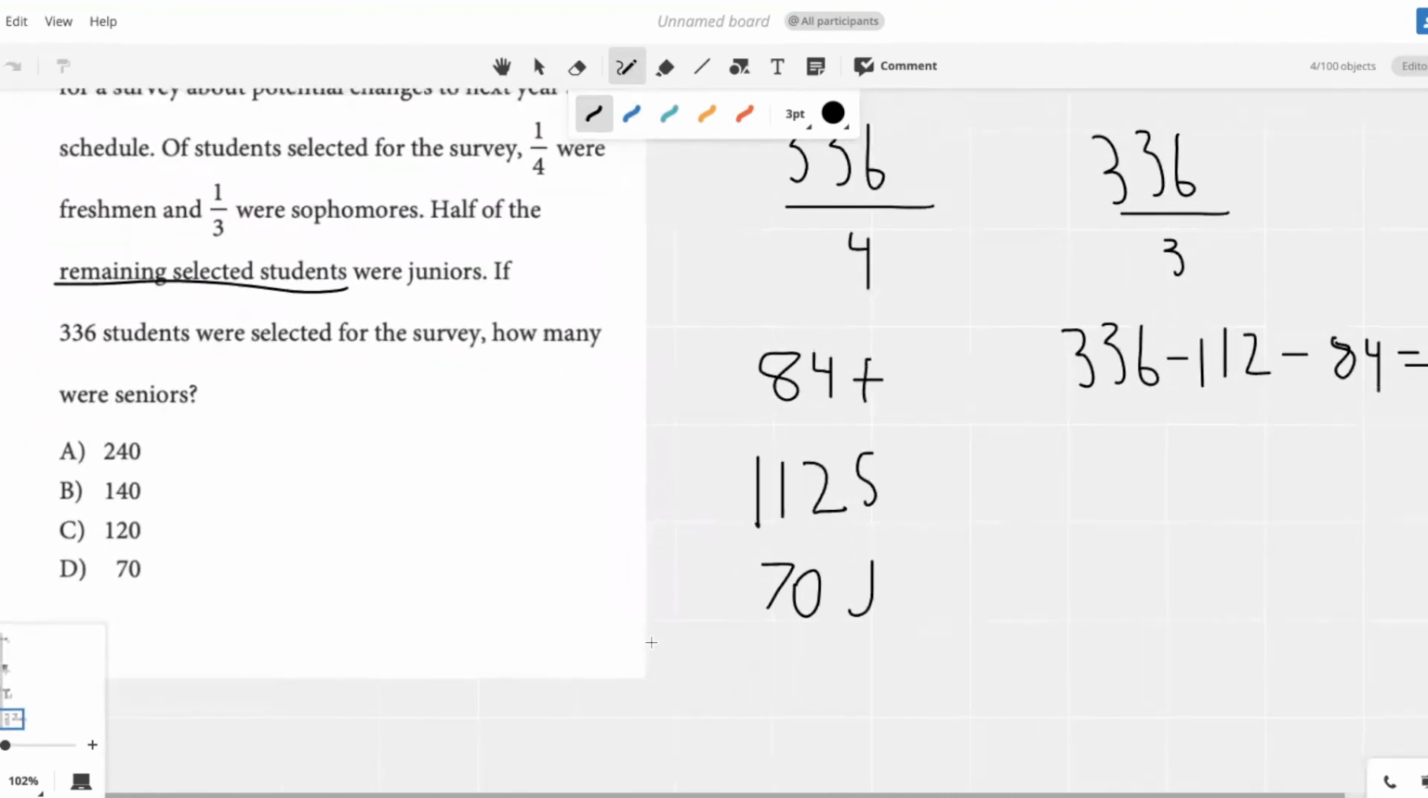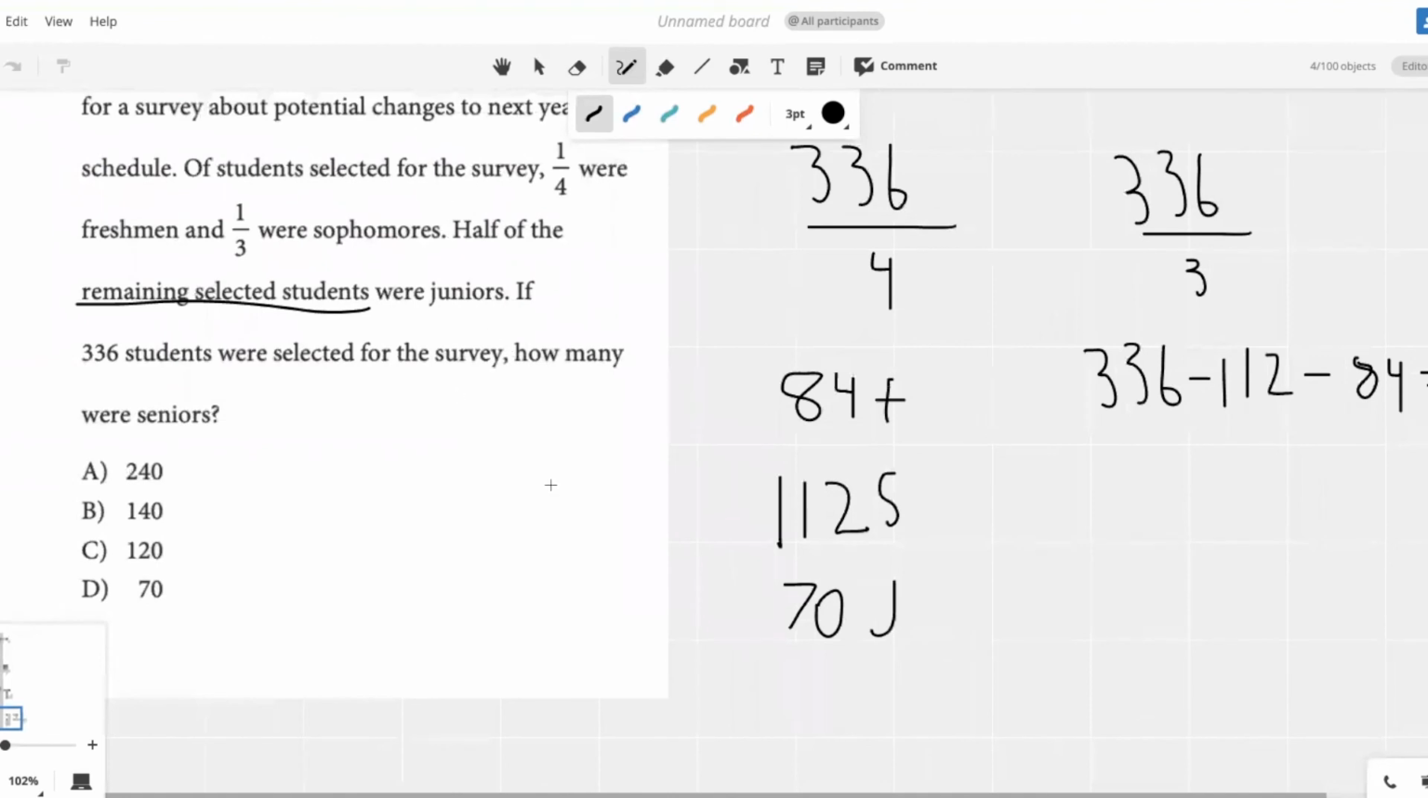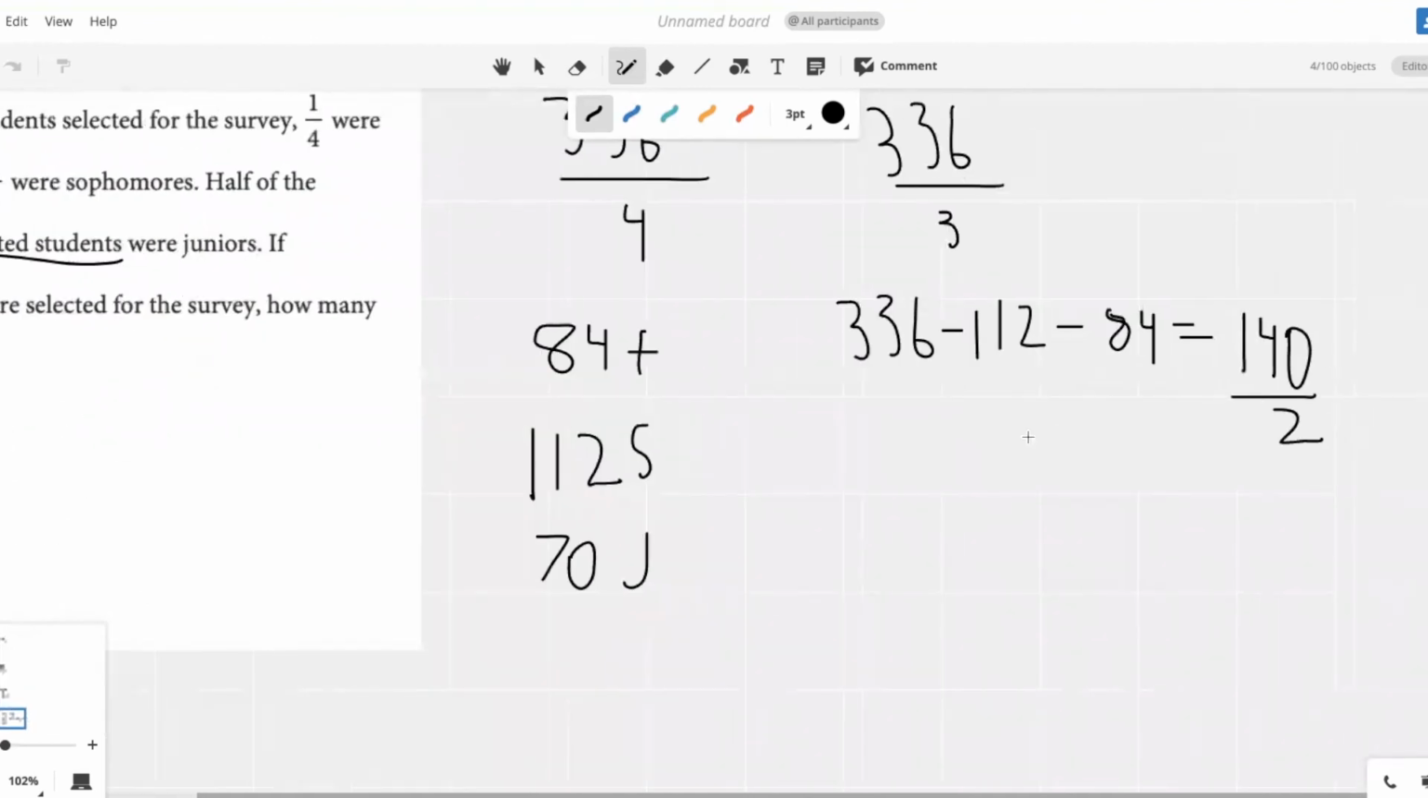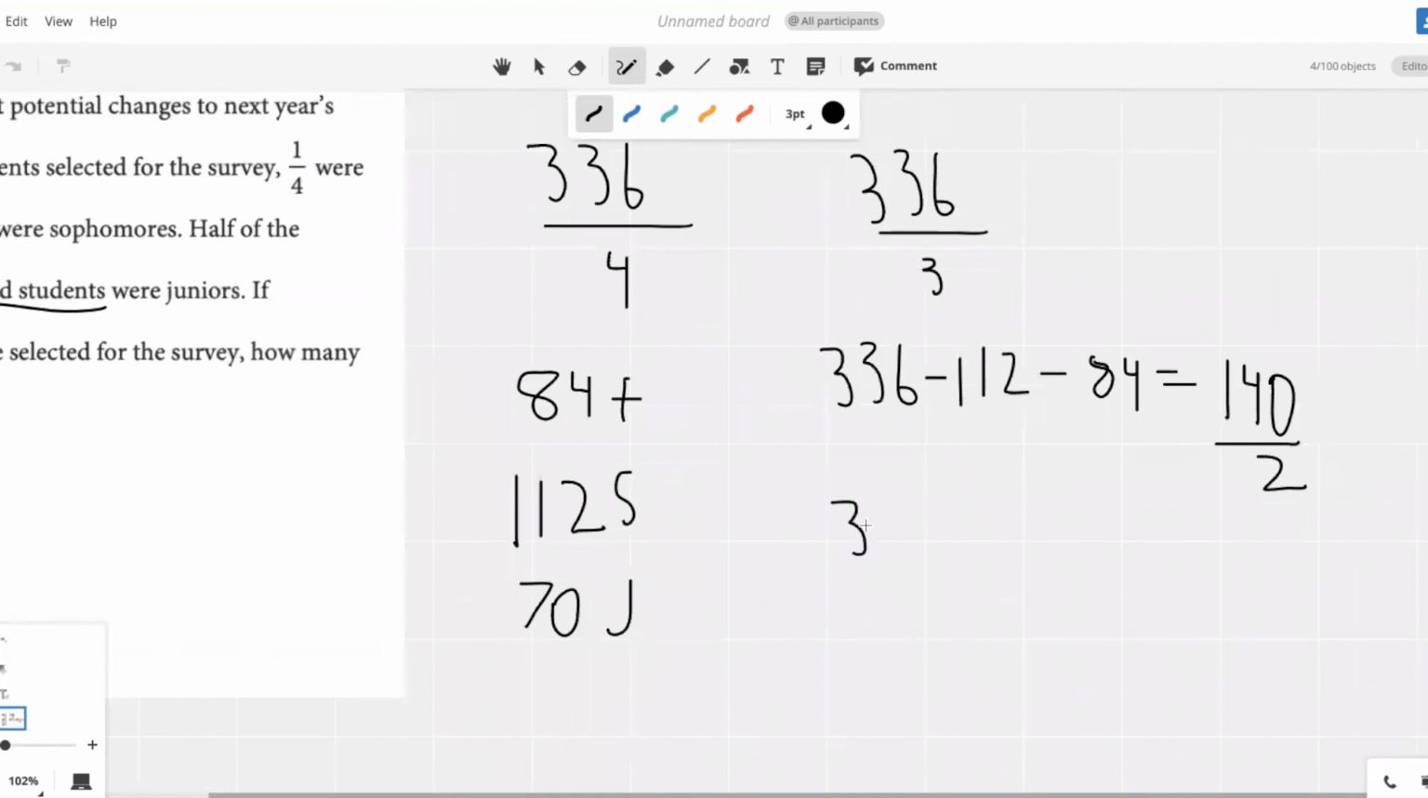And so from there, how many were seniors? Just find the remaining number left. So you could do 336 minus 112 minus 84 minus 70. And that will give you the total number of seniors.